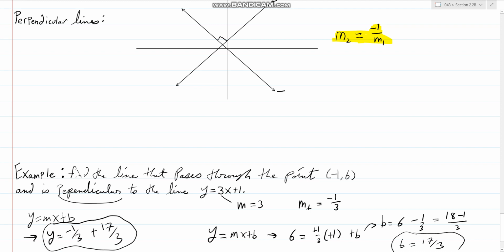All right. So again, the perpendicular is the opposite reciprocal. So we took the slope that we're given, and we took the reciprocal, and we made it the opposite sign. This one was positive, so we made it negative.